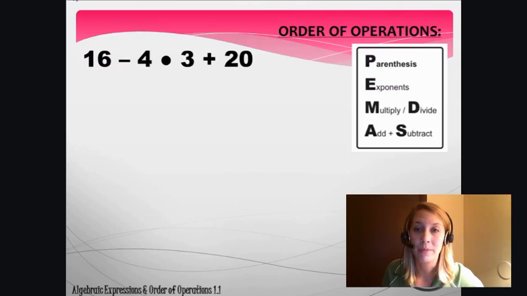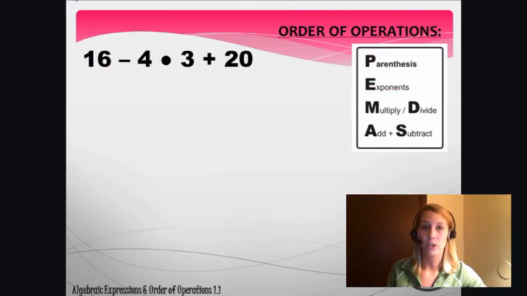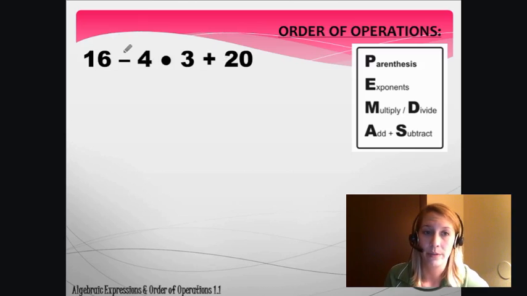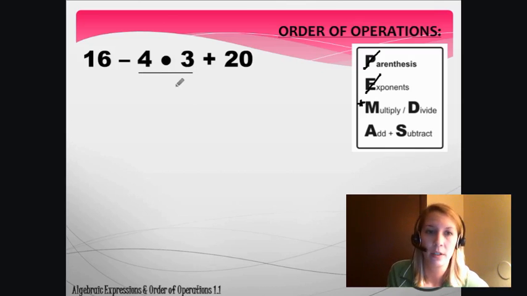Next, we're going to work on a problem using the order of operations. We have 4 numbers here and 3 different operations present: subtraction, multiplication, and division. We don't have parentheses or exponents, so I'm going to cross those out. Now I'm going to focus on multiplying. I'm going to underline 4 times 3, because following the order of operations, that's what I do first. 4 times 3 is 12, and I'm going to drop down the rest of our expression: 16 minus 12 plus 20.